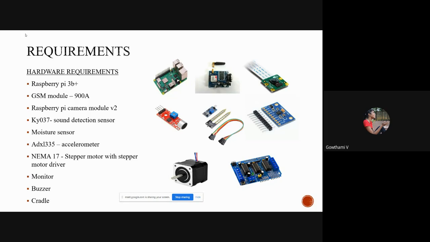Raspberry Pi camera module V2 is used to take high definition videos as well as still photographs, and it is used to monitor the baby in real time. KY037 sound detection sensor module consists of a sensitive capacitance microphone for detecting the sound. Moisture sensor is used to detect the wetness in the mattress. ADXL335 accelerometer is used to track the orientation of the baby.